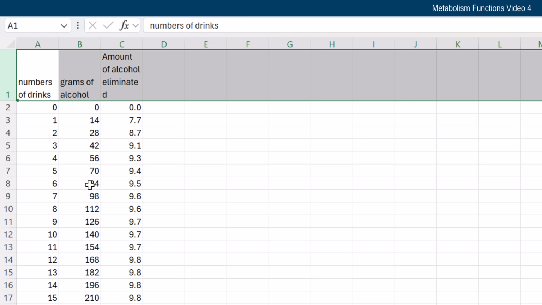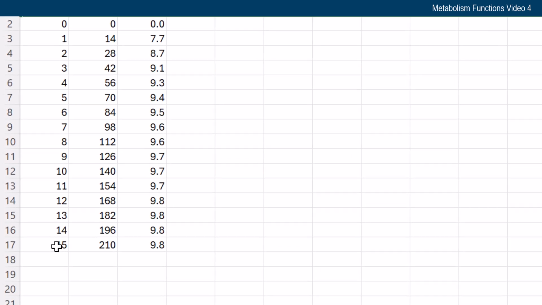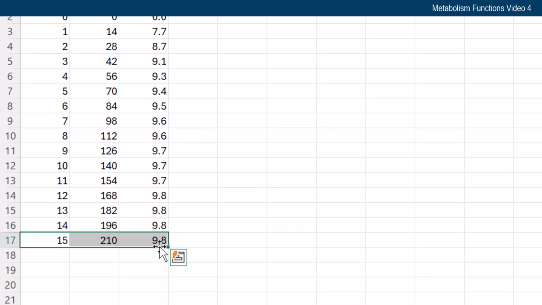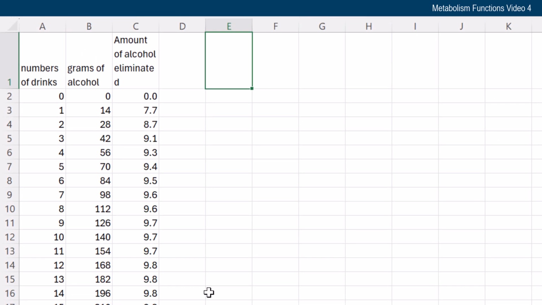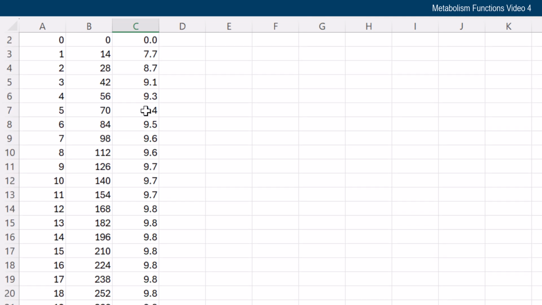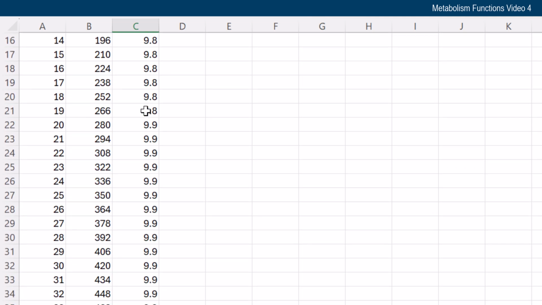All right, so this very first column represents the number of drinks. And as I said earlier, most people will pass out long before they consume this much alcohol. And I want you to pay attention to the amount of alcohol eliminated. What I'm going to do is take all 3 of these formulas and scroll down. And I want you to really notice what happens with that third column. So initially, it starts to increase. We have 7.7 grams here, 8.7, 9.1. And then all of a sudden it kind of reaches this amount of 9.8, and then it gets to 9.9, and it stays at 9.9.